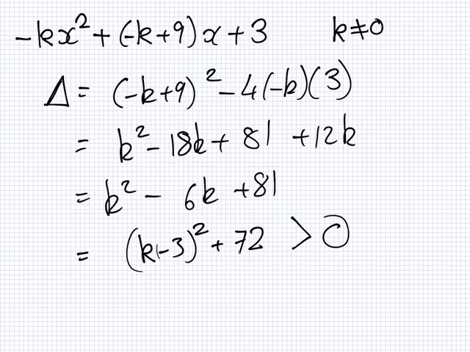In fact, it can't be 0. It has to be at least 72. So the discriminant is at least 72. That means it's positive, so there are 2 real roots.